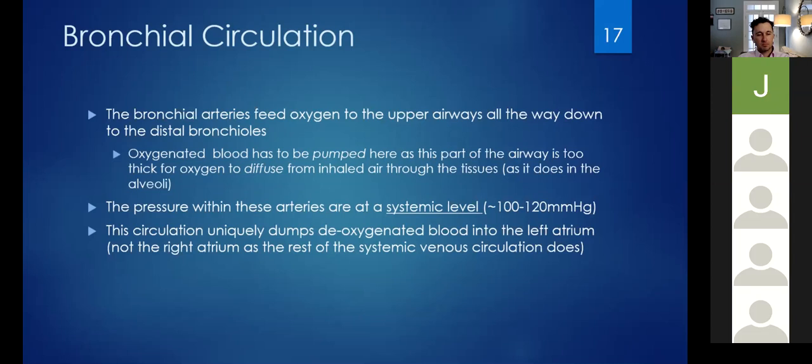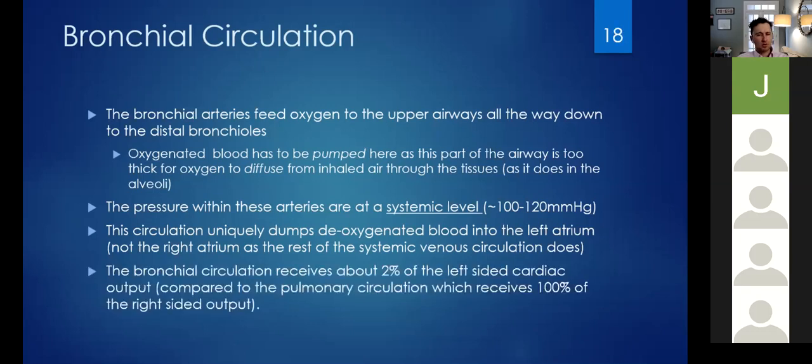So we would probably intuitively think our left atrium should be a chamber which contains 100% oxygenated blood because it's bringing that blood back from the lungs, but it also receives just a little bit of venous blood from the bronchial veins. And then just to give a little context as we go into the pulmonary circulation, the bronchial circulation only receives about 2% of all of the cardiac output from the left side of the heart. Compare that to the pulmonary circulation, which is going to be coming from the right ventricle. Every bit of that, 100% of that blood goes from the right ventricle into the pulmonary system.